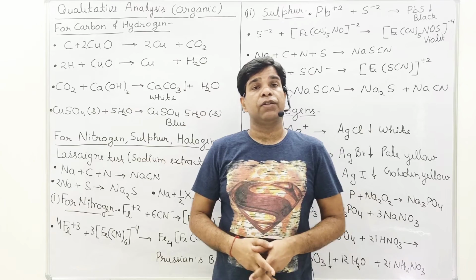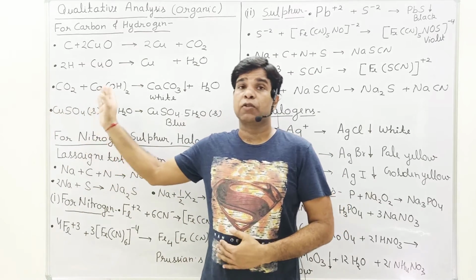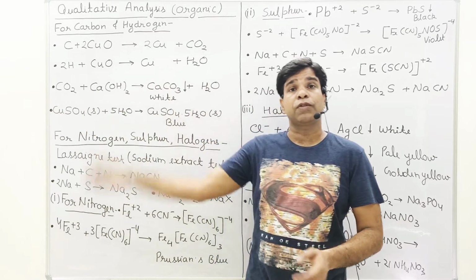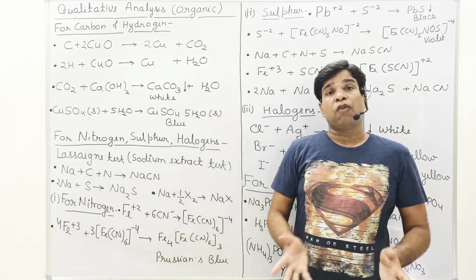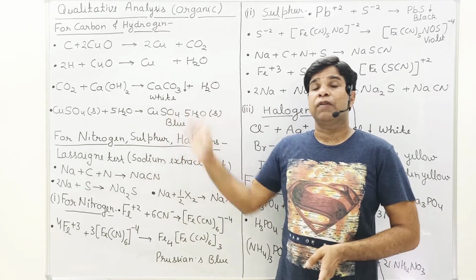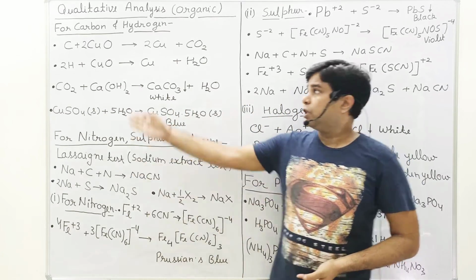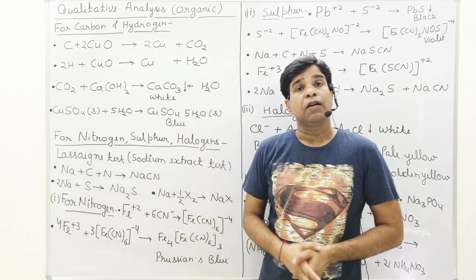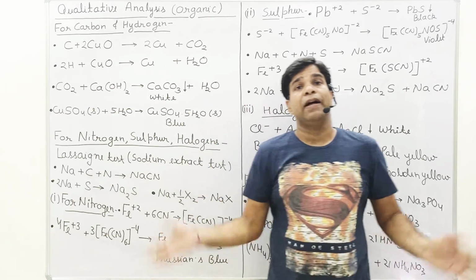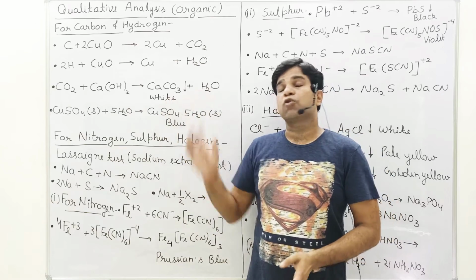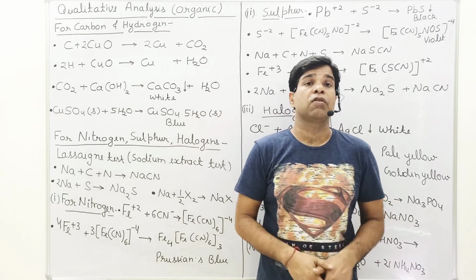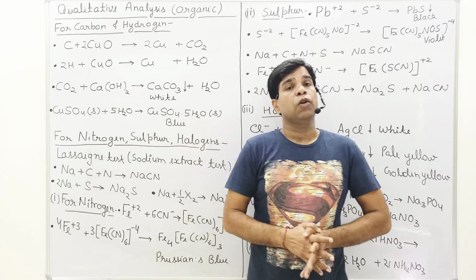So what is the reaction we have here? CO2 plus Ca(OH)2 will give you CaCO3, that is the white milkiness that appeared, and along with that it gives H2O. Ca(OH)2 is the base, CO2 is the acidic gas. Acid and base react together, they give one salt, CaCO3, and along with the salt they also give the water molecule.